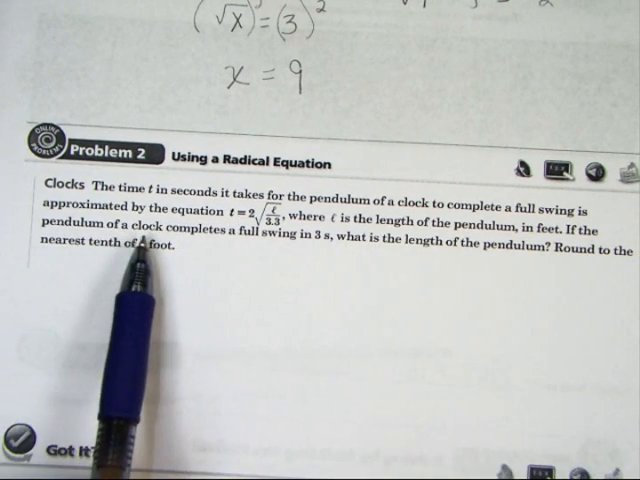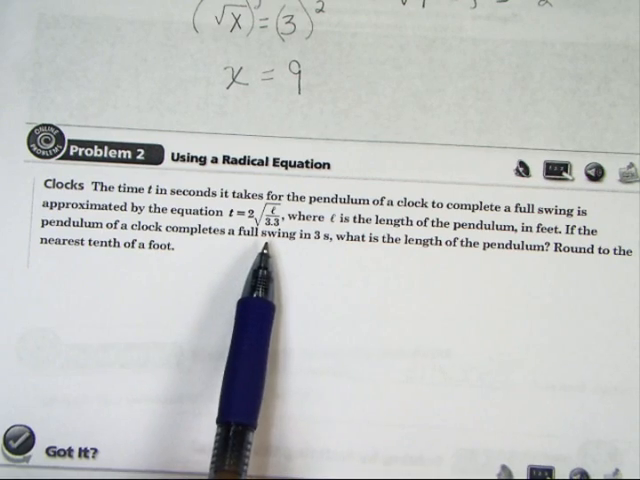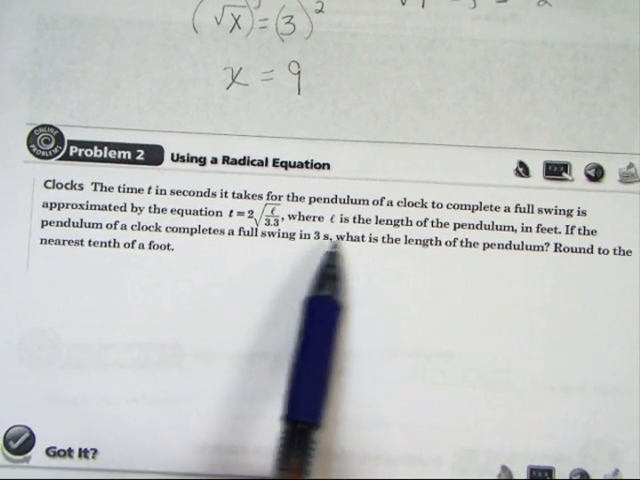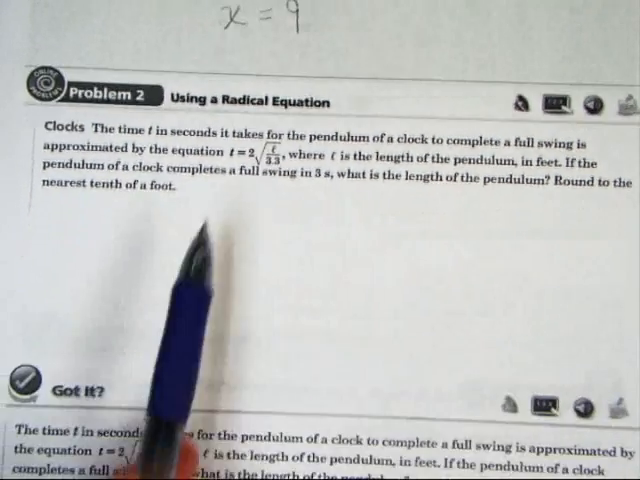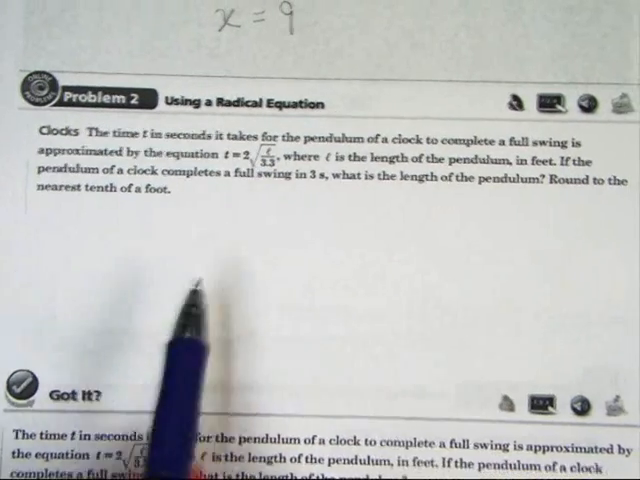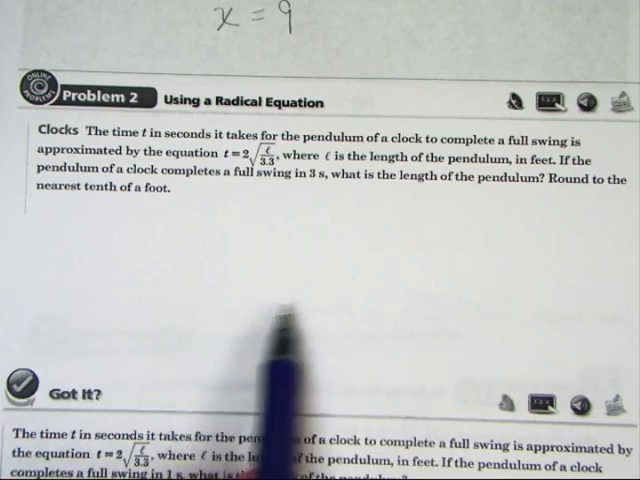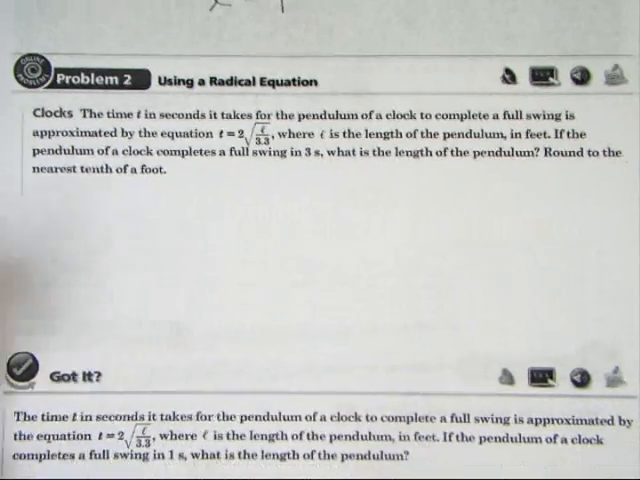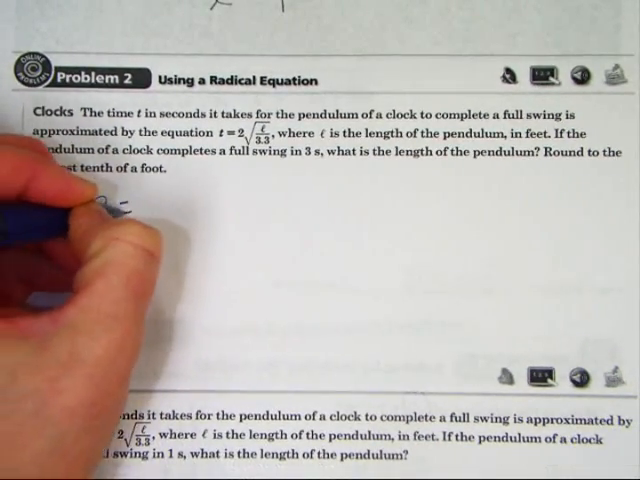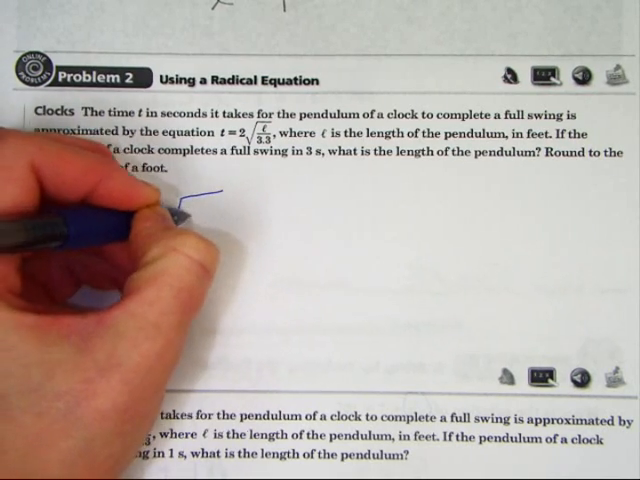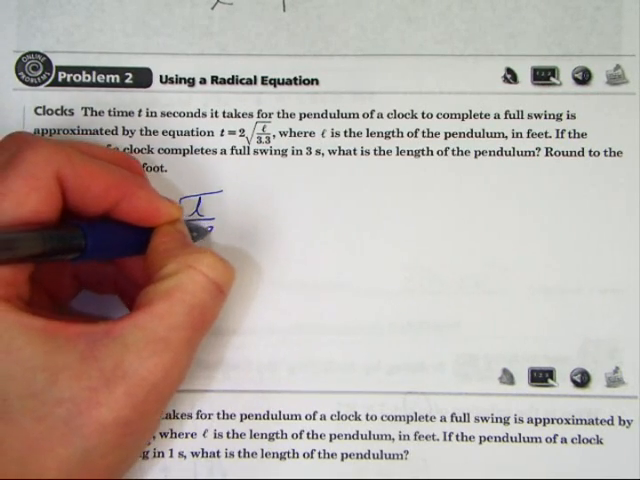If the pendulum of a clock completes a full swing in 3 seconds, what is the length of the pendulum? So as it moves along, it takes 1, 2, 3 seconds to go across. Ready? 1, 2, 3, and then it's made it all the way across. So we write 3 equals 2 times the square root of L over 3.3.